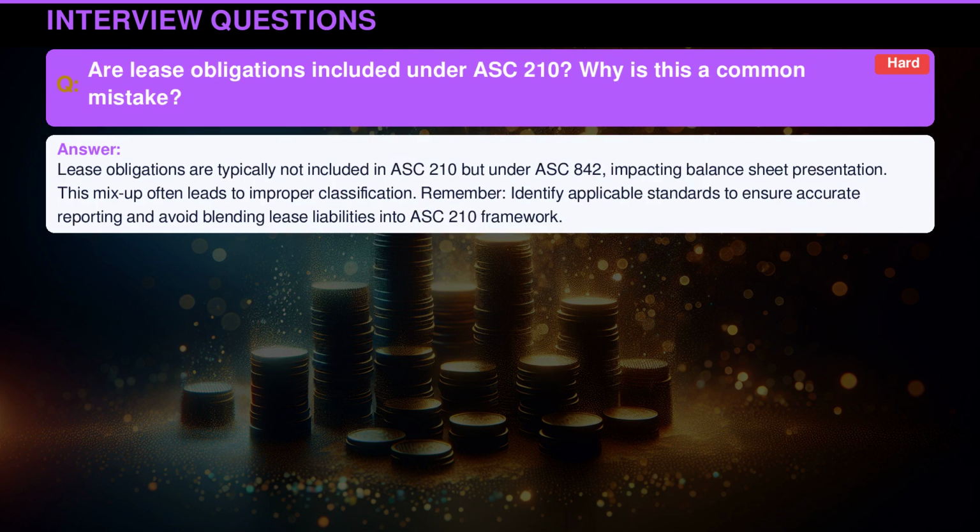Lease obligations are typically not included in ASC 210, but under ASC 842, impacting balance sheet presentation. This mix-up often leads to improper classification. Remember, identify applicable standards to ensure accurate reporting and avoid blending lease liabilities into the ASC 210 framework.